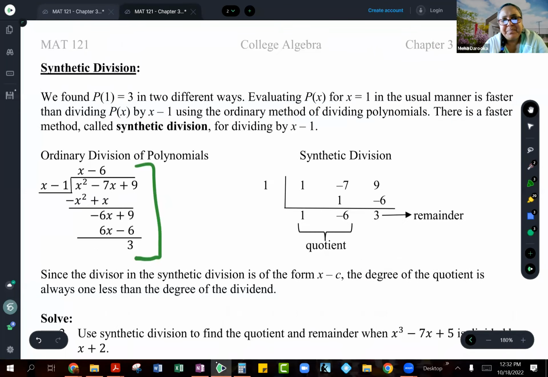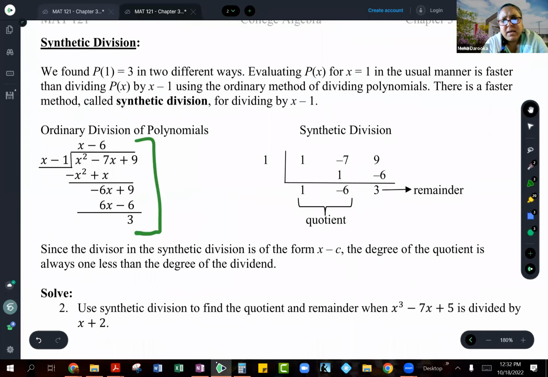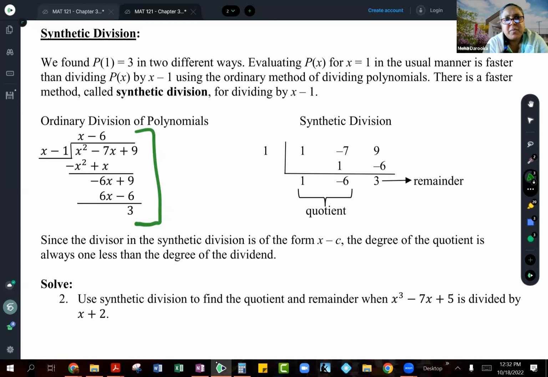And you can see this is the same example we did over here. But on the right-hand side is the way the synthetic division works. So what you end up doing in this case is you take your coefficients from your polynomial. So you've got x squared, which has a coefficient of 1. So that's where this 1 is coming from. Your middle term is negative 7x. So that's where the negative 7 is coming from. And then our constant term is 9. So that's where the 9 is coming from, right? So you take all of your coefficients from your polynomial.